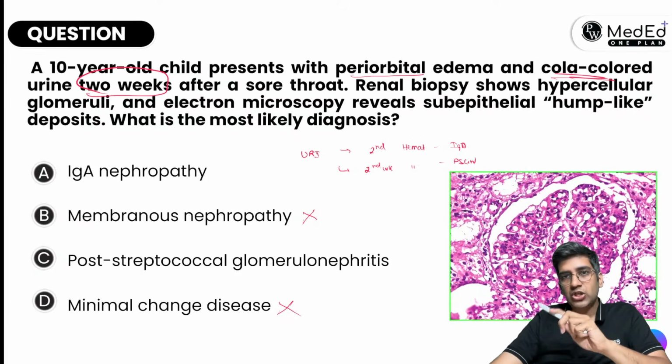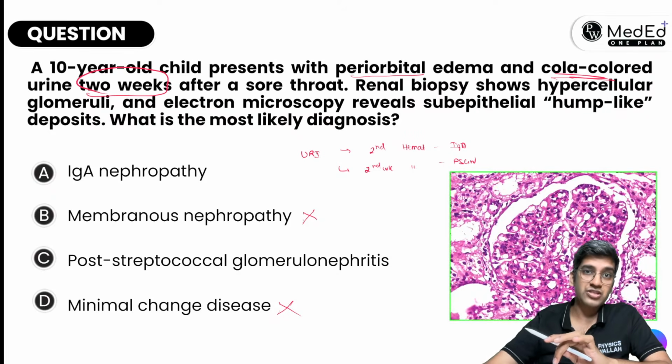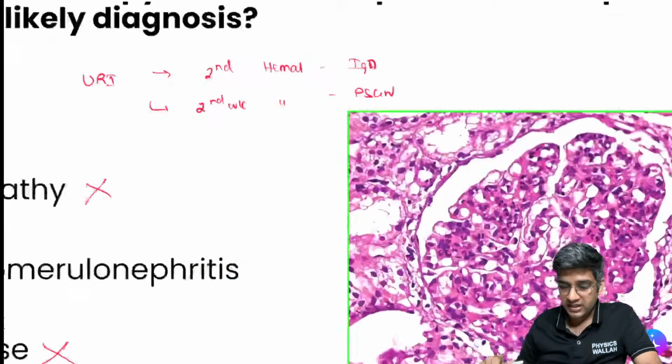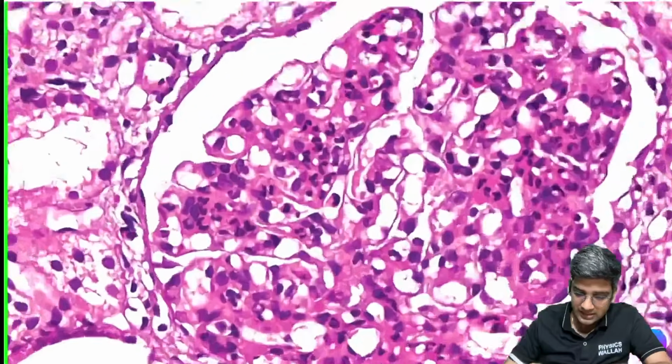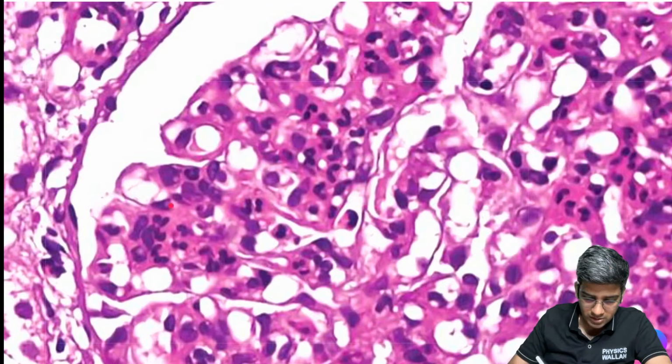See, this image does not have subepithelial deposit. If you read the question carefully, it's written, electron microscopy reveals subepithelial deposit. This is a light microscopic image, right? Here, the only thing I can see is, can you appreciate neutrophils here? Can you see neutrophils? Yes or no? You can see neutrophils.